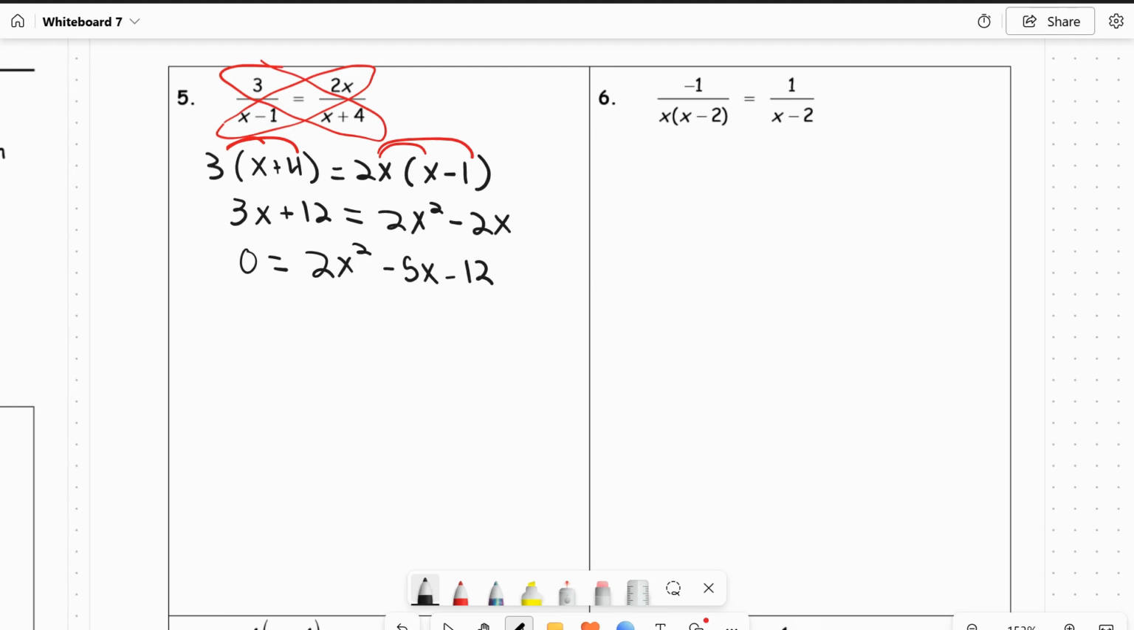In this one, you would have to use the AC method since I have a trinomial. So AC, 2 times negative 12 gives me negative 24. And then my b value is obviously just negative 5.